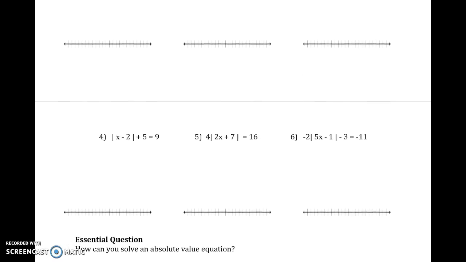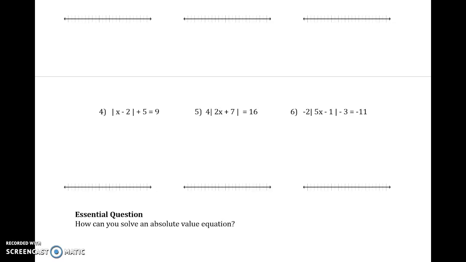All right, so please make sure you come back to class with questions and really think about how you solve an absolute value equation. Think about the concept of absolute value and how that ties into the way we solve.